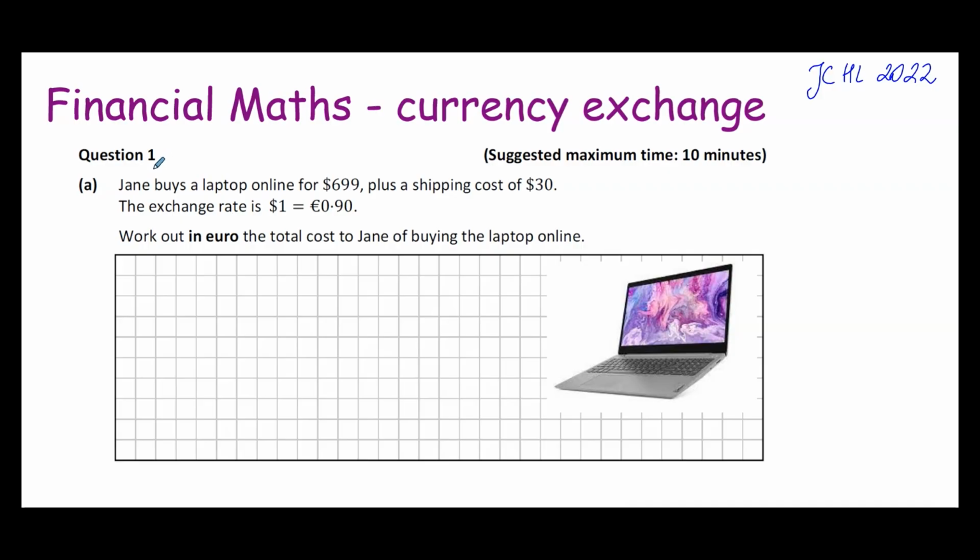So let's see. Jane buys a laptop online for $699 plus a shipping cost of $30. The exchange rate is $1 to 0.9 of a euro. So we have to work out the total cost to Jane of buying the laptop online in euro.